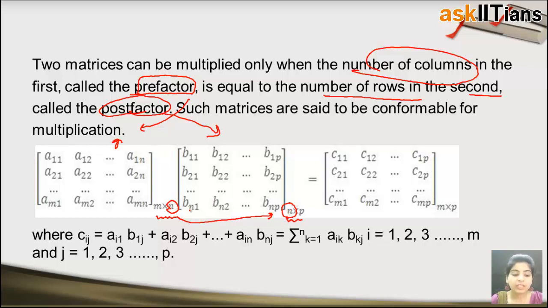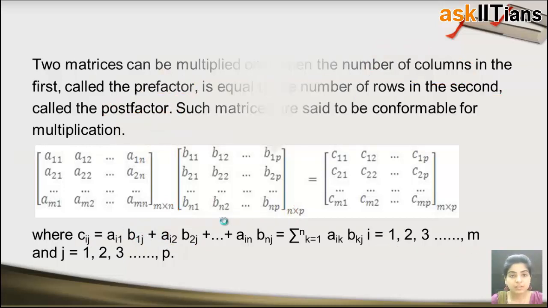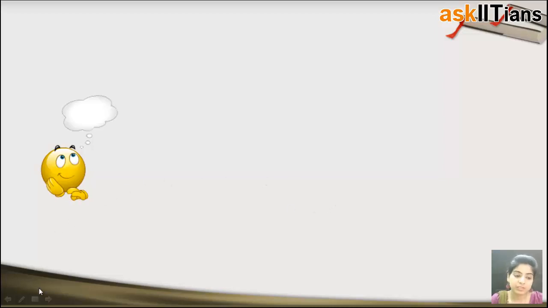So in this case we have the entry Cij equal to ai1 b1j plus ai2 b2j plus so on, which can be written in the form of a summation. We can say the summation of k going from 1 to n of aik bkj, where i varies from 1 to m and j varies from 1 to p. Okay, so this seems to be quite difficult, but don't worry, you need not remember this definition, because once we discuss the various examples you will easily be able to understand it.